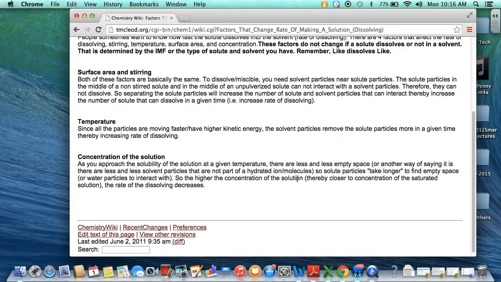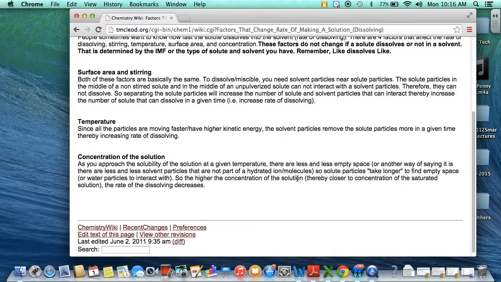And if you have a solution that isn't near its saturation point, there are a lot of solvent particles available, and there's a lot of empty space. So it takes less time to put those solute particles into those empty spaces. Close to saturation, it takes a long time to find them because there are very few left. So therefore, as you get closer to the saturation point, the rate of dissolving gets slower and slower and slower.